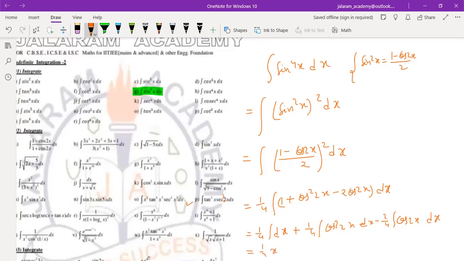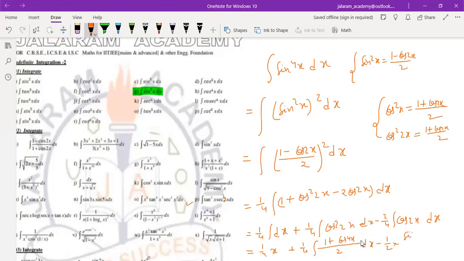Now integration of dx is x, plus 1 by 4 into, for cos square 2x, we know the formula is 1 plus cos 2x upon 2. So whenever we have to integrate cos square 2x, first change it to 1 plus cos 4x upon 2. So we write 1 plus cos 4x over 2 dx, minus 2 by 4 becomes half into integration of cos 2x, which is sin 2x upon 2, plus c.